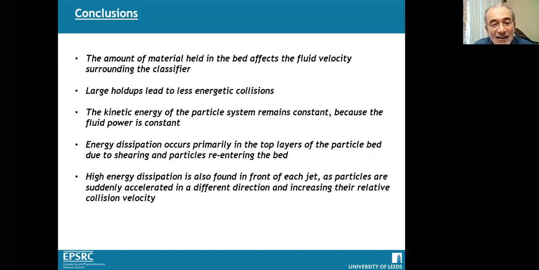But that is at the moment our speculation. But there are other reasons where the total kinetic energy of the system is constant. Energy dissipation occurs primarily in the top layers of the bed due to shearing and particles re-entering the bed. And high energy dissipation is also found in front of each jet, as particles are suddenly accelerated in a different direction and increase their relative collision frequency.